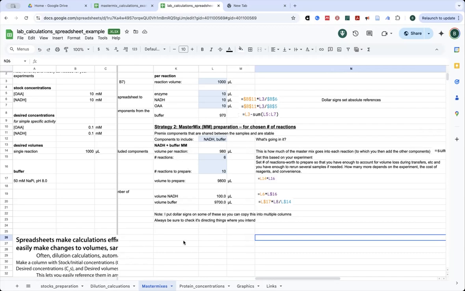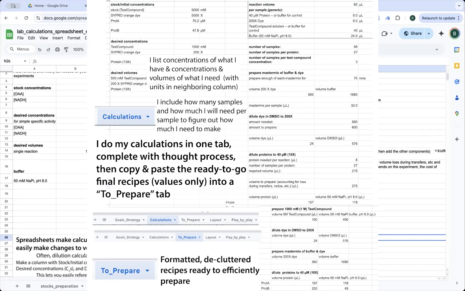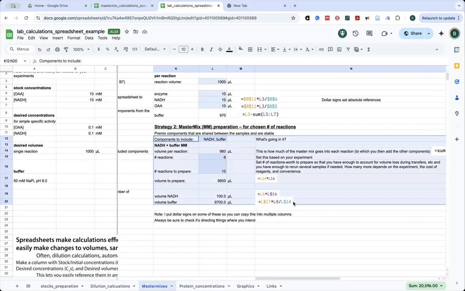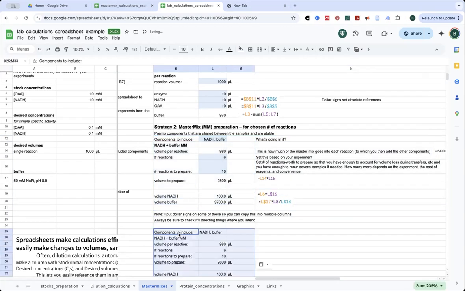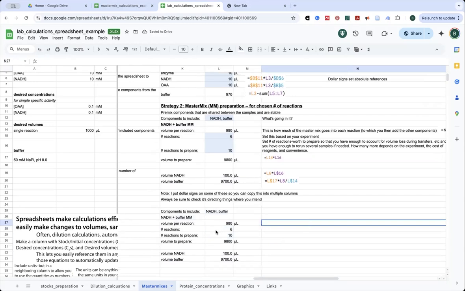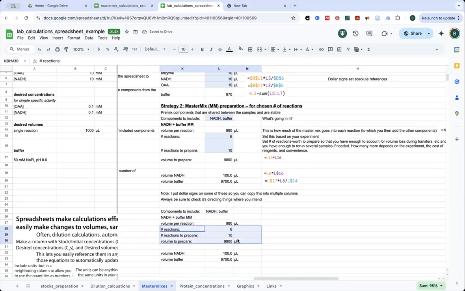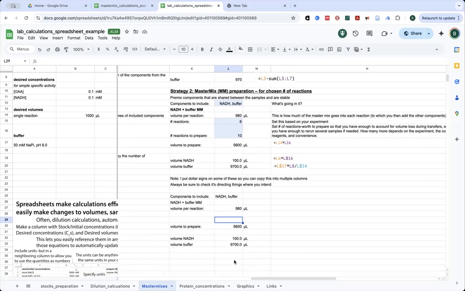And typically what I'll do is I'll have a to prepare tab. And what I'll have is the final volumes without all of the calculations. And this is going to let me see really quickly what I need to do. And so what I could do is if you just copy and then Command-Shift-V, you'll paste just the values. And now maybe what I'll say is, okay, well, I'm going to have that. I want to know how much I need to make per reaction. I want to know how much I'm going to be making, and then I want to know how much of each thing I'm going to need.